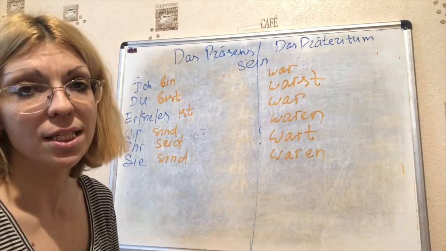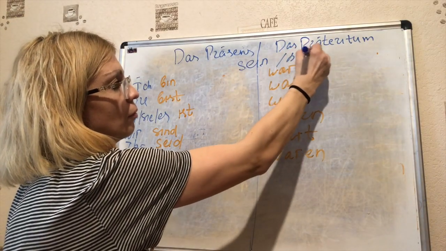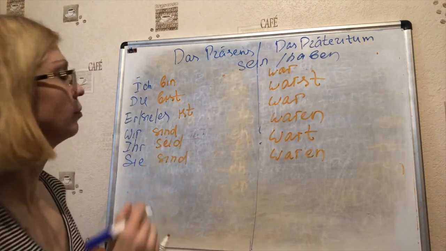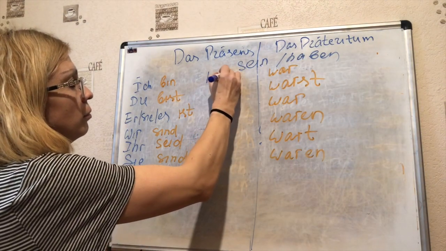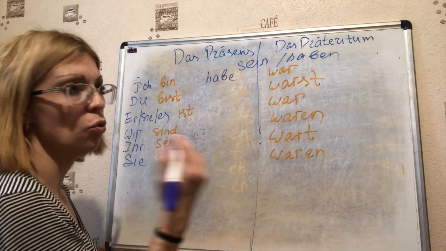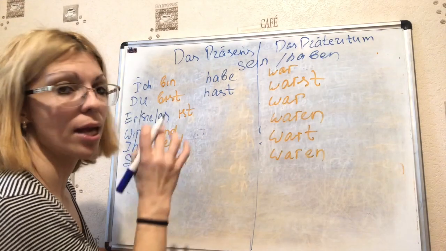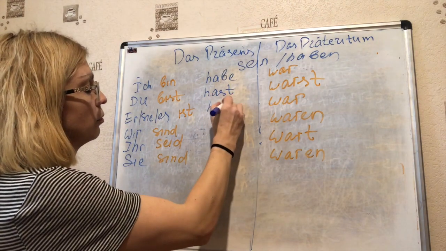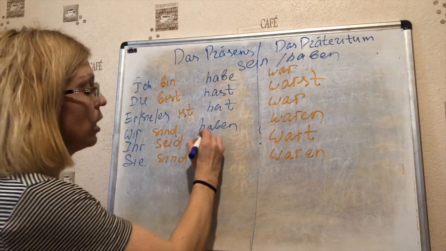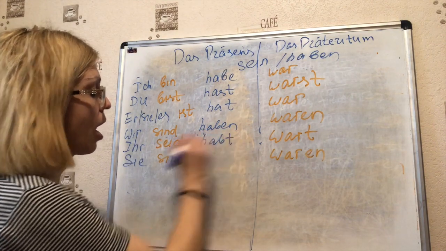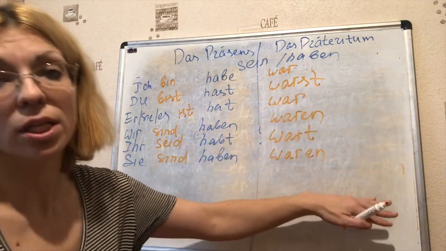The next verb is to have. Haben. Ich habe. Du hast. Er, sie, es hat. Wir haben. Ihr habt und sie haben.